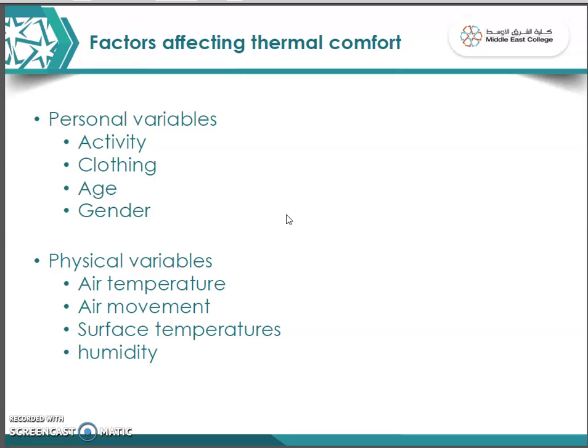The factors affecting thermal comfort include personal variables like activity, clothing, age and gender. Coming to physical variables, the physical variables are air temperature, air movement, surface temperatures and humidity. So these are the various types of personal variables and physical variables.